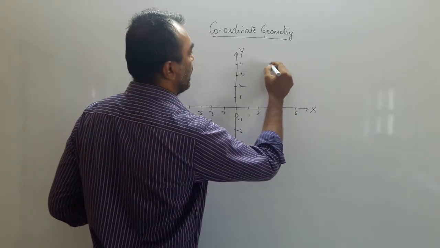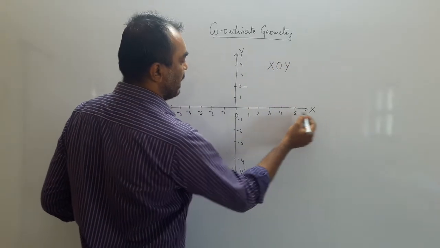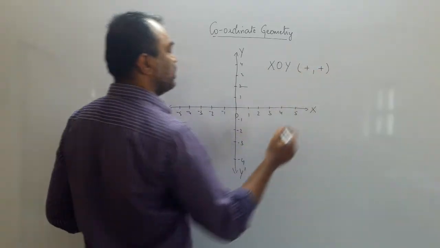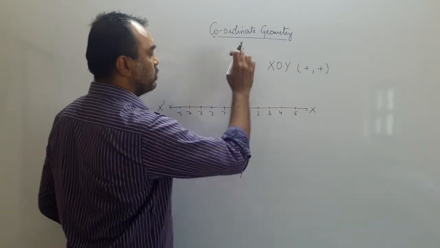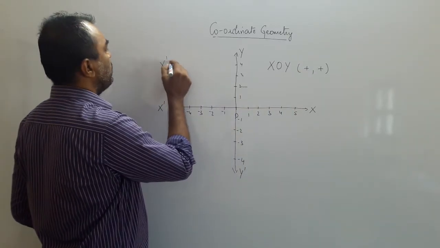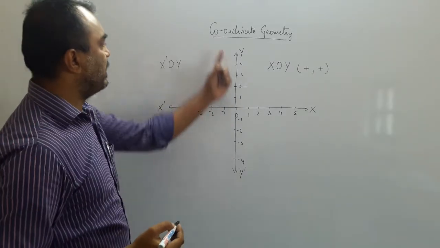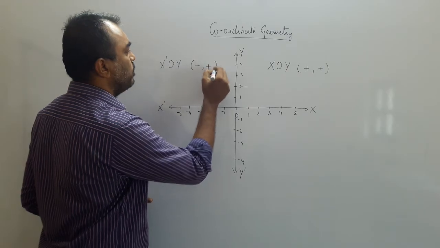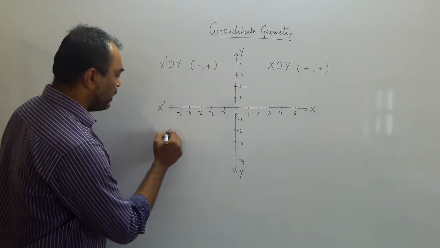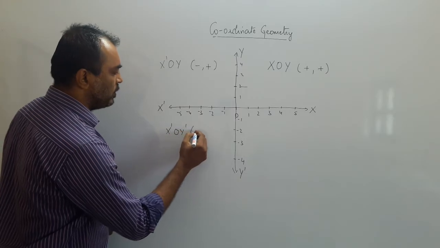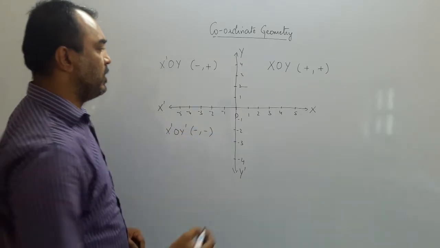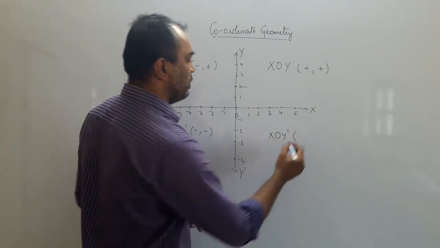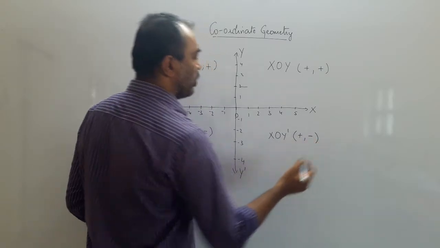This quadrant is called X O Y. Can you see? X O Y. And here both are positive. This means to the right, this means to the top. This one is called X prime O Y. Second quadrant is X prime O Y. To the left, to the top. Third one is called X prime O Y prime. To the left, to the bottom. Negative, negative. And the fourth one is called X O Y prime. Fourth quadrant to the right, to the bottom.